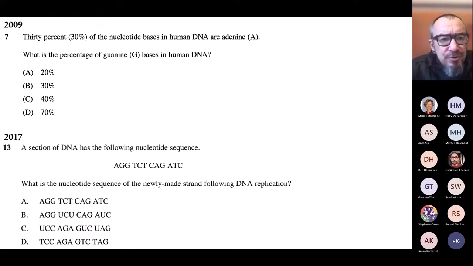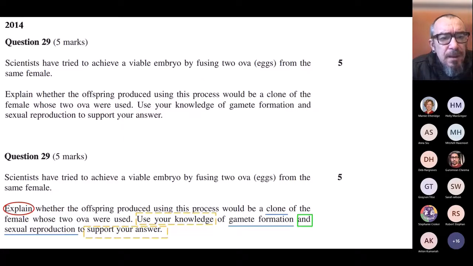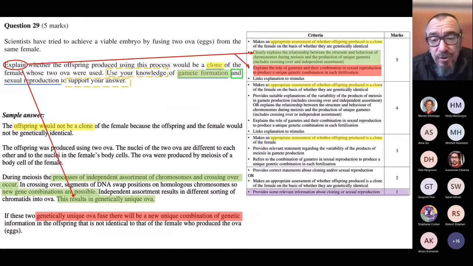Just going to go through and choose a couple of standout questions for you. Again, a 2014 question that does relate to these reproductive technologies. So scientists have tried to achieve a viable embryo by fusing 2 ova, eggs, from the same female. Explain whether the offspring produced would be clones of the female, and use your knowledge of gamete formation and sexual reproduction to support your answer. Now, I'm not going to delve too much into the depth of this answer, but I wanted to draw your attention to a few things.